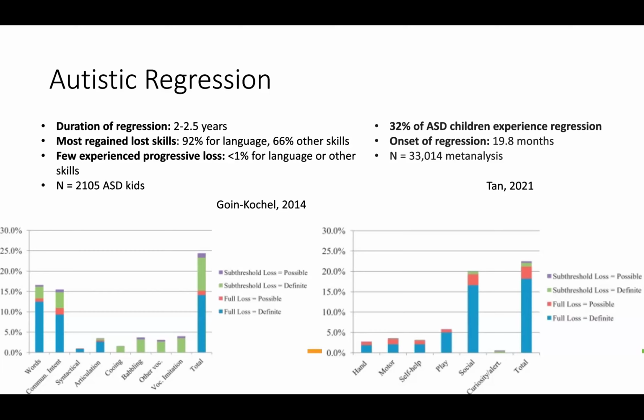They lose language, they lose social. If you look at these graphs here, you can kind of see that this domain right here is social, speech, and there's full loss, which is definite, and subthreshold loss, which is definite. So the blue and the green indicate that basically language is completely lost. Whatever was there is now gone. They were functioning at 15% compared to a normal kid, and then it's gone, right? So that's what occurs when they're 1.5 years old.